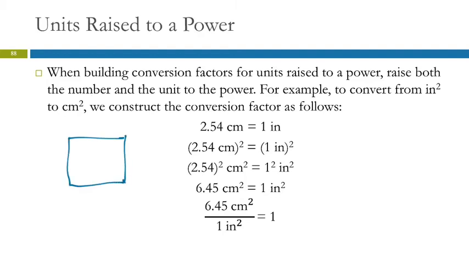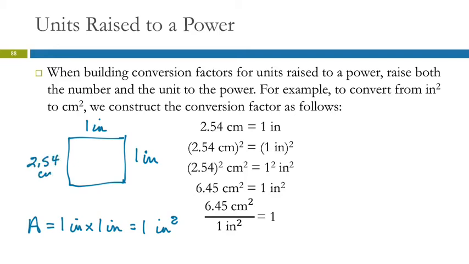The number has to be squared, because if we look at a square here that's 1 inch on a side, what's the area? It's 1 inch times 1 inch, right? 1 square inch. If I measure that in centimeters instead, 2.54 centimeters on this side, 2.54 centimeters on that side. The area is 2.54 centimeters times 2.54 centimeters.